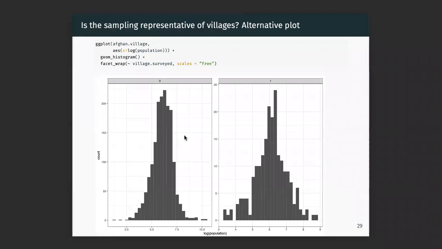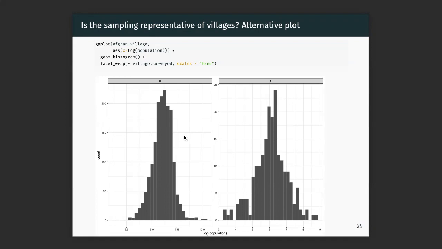So here's another way to look at it. Instead of looking at the box plot, we could facet histograms. And actually, this would be my preferred approach because this will really let us zoom in on details of the distributions. And so here, I'm going to do the log population. I'm going to plot a histogram with a geom histogram. And I'm going to facet wrap by whether the village was surveyed. So I'm going to produce one histogram for village not surveyed, one histogram for village surveyed.